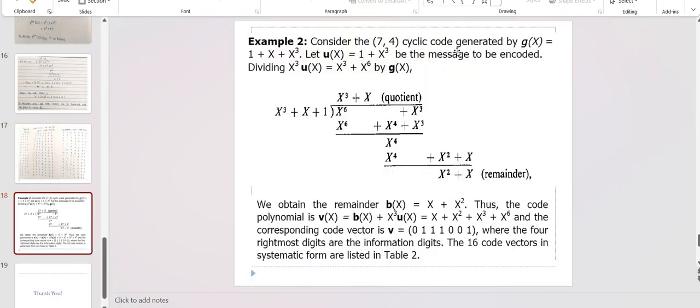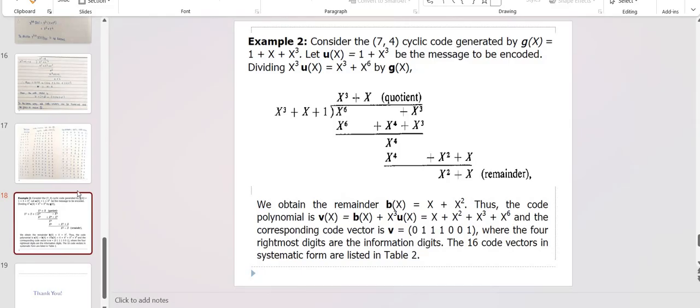This is one more example, where 1 plus x cube is there, and you have to perform the division. So x cube plus x is the quotient. You will get the remainder x square plus x. So the remainder bits will be 011, because the constant term is not present, so 0; x is present, so it is 1; x square is present, so it is 1. Again, 1010 is the input bits.